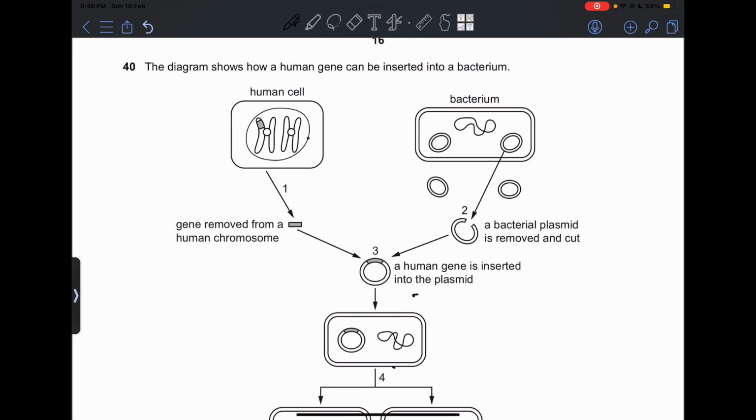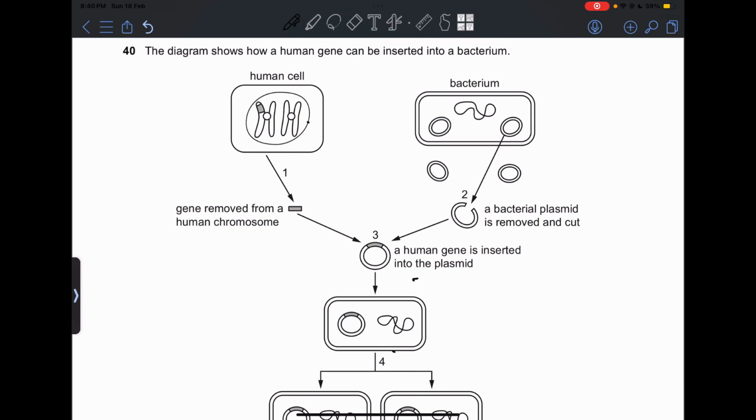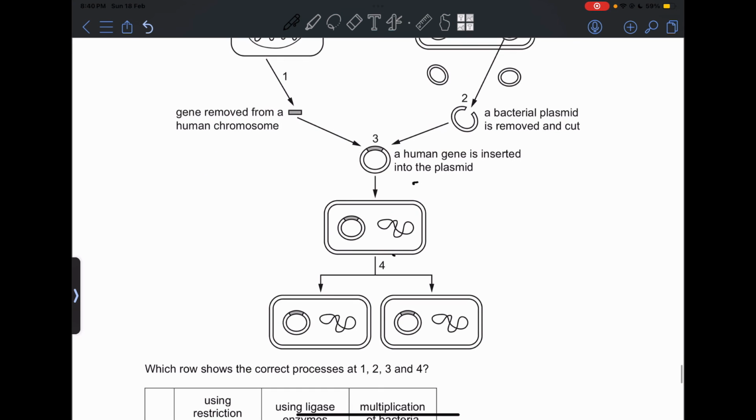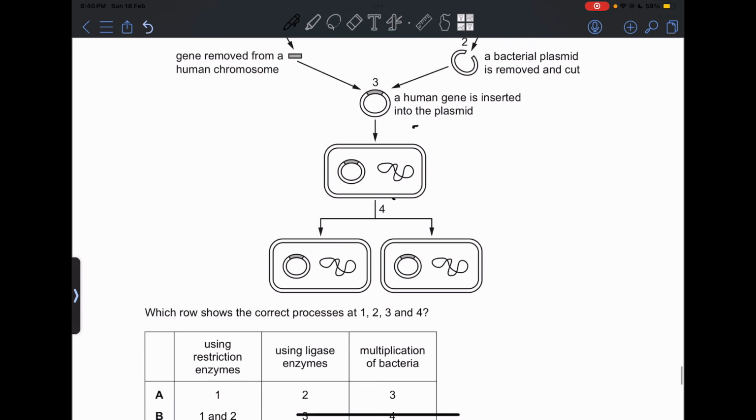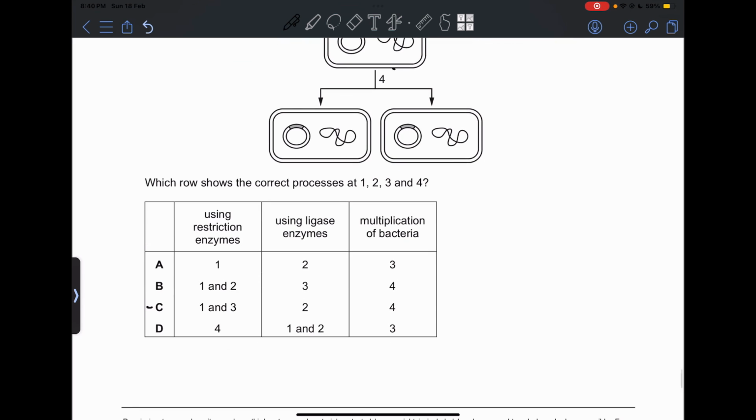40, the diagram shows how a human gene can be inserted into a bacterium. Number 1 says a gene is removed from a human chromosome, and number 2 says a bacterium plasmid is removed and cut. A human gene is inserted into the plasmid. Number 4 shows that there is reproduction of the cell. Which row shows the correct processes at 1, 2, 3, and 4?